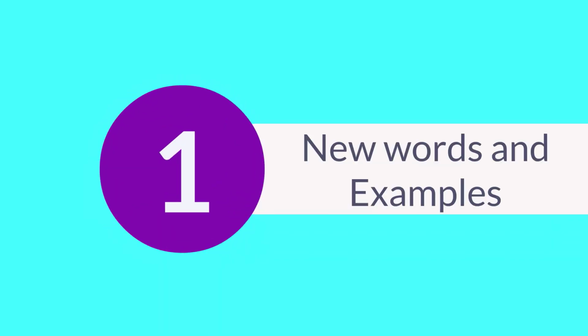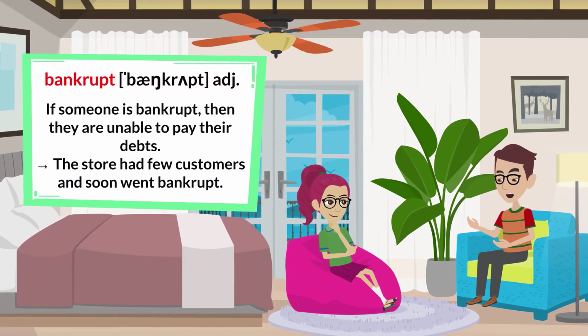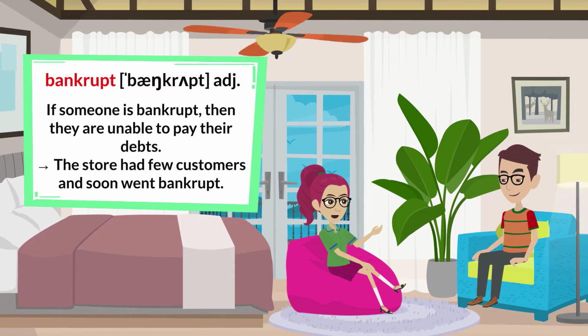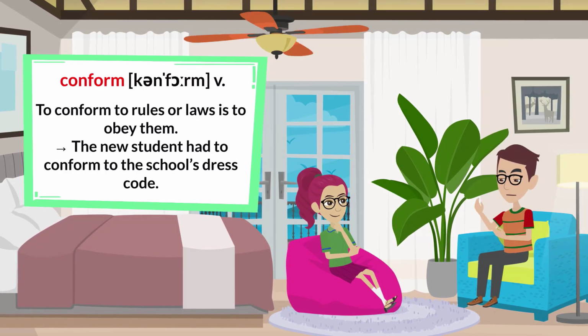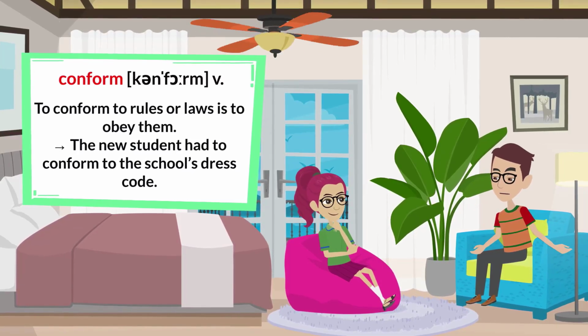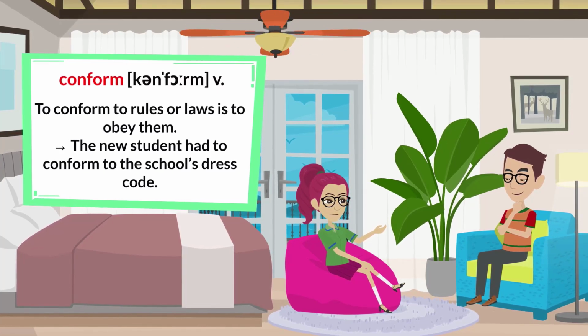New words and examples. Bankrupt. If someone is bankrupt, then they are unable to pay their debts. The store had few customers and soon went bankrupt. Conform. To conform to rules or laws is to obey them. The new student had to conform to the school's dress code.